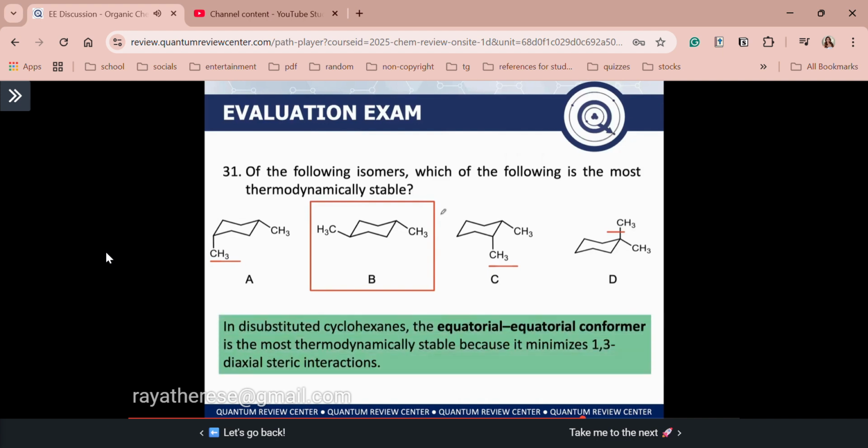Remember, in disubstituted cyclohexane, the equatorial conformer is the most thermodynamically stable. Again, in order to prevent or minimize 1,3-diaxial steric interactions. Okay, for 31, don't forget, the answer is letter B. Equatorial conformer.